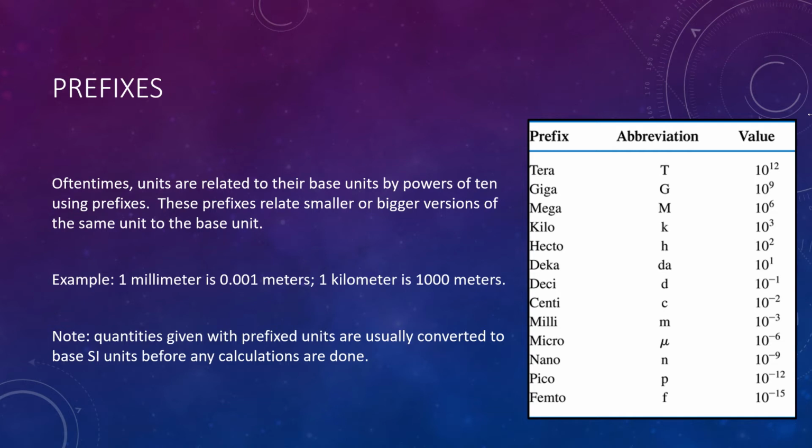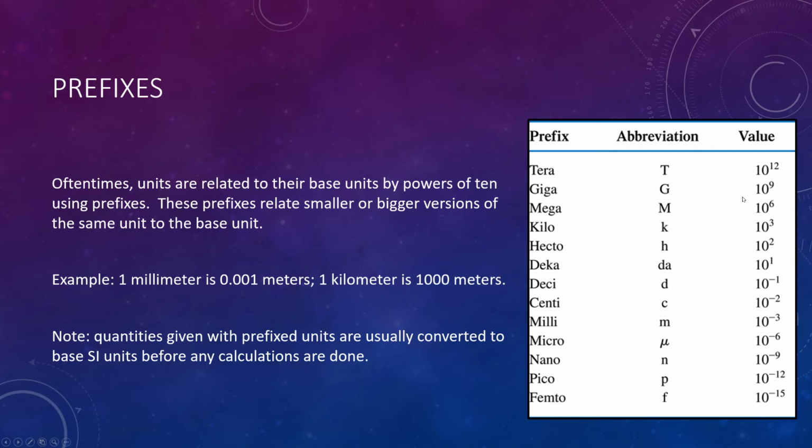So on the right-hand side, I included a table that shows all of the common prefixes that we might encounter. In physics, we might not see the most extreme, like tera or giga, or pico and femto. Just to give an example, a nanometer is 10 raised to the minus 9. Another one, megameters, is 10 to the 6 meters, which is a million.